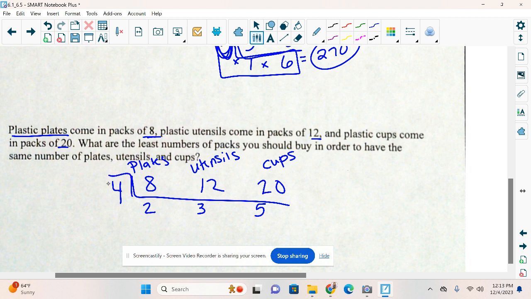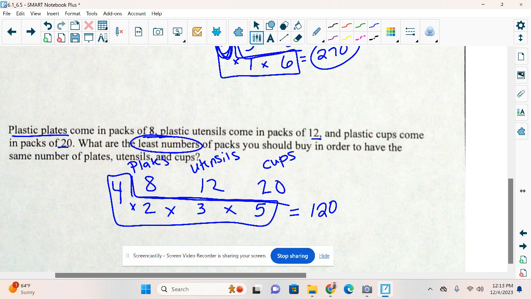So what is the LCM here? 4 times 2 times 3 times 5. 120. Gives me 120. This is not the number of packs. Because if you go back to your question, it says, what's the least number? Least number was my keyword that we're doing LCM of packs. All right. The LCM is telling me how many total I need. So I need a total of 120 plates. I need 120 utensils. I need 120 cups.